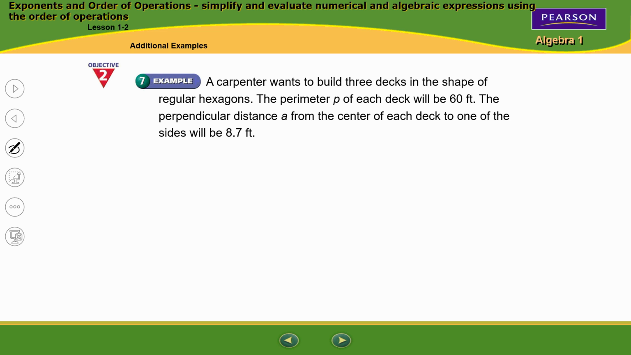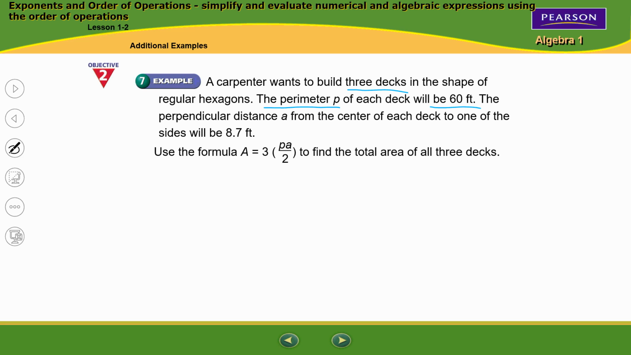A carpenter wants to build 3 decks in the shape of regular hexagons. The perimeter P, they're defining a variable for us here. And he's building 3 decks and just gathering some information. The perimeter P of each deck will be 60 feet. 60 feet total perimeter. The perpendicular distance A from the center of each deck to one of the sides will be 8.7 feet. I don't know what they want me to do here. I think I screwed this problem up. So we're going to skip it. Screw it. Oh, there it is.